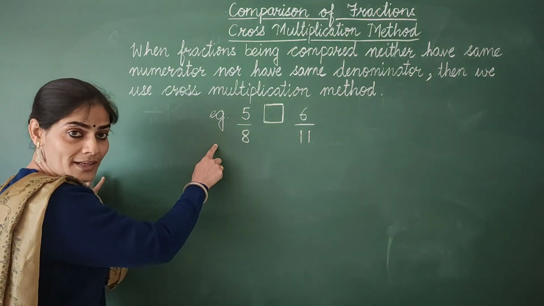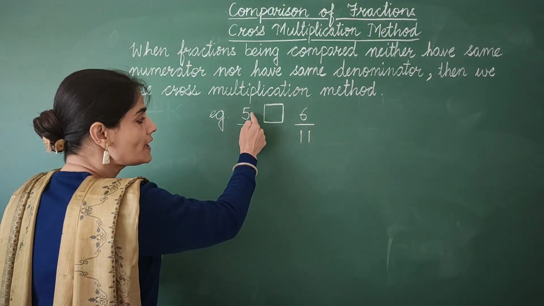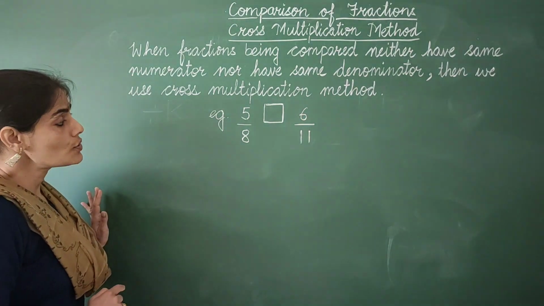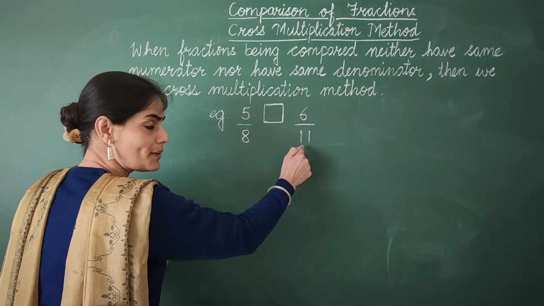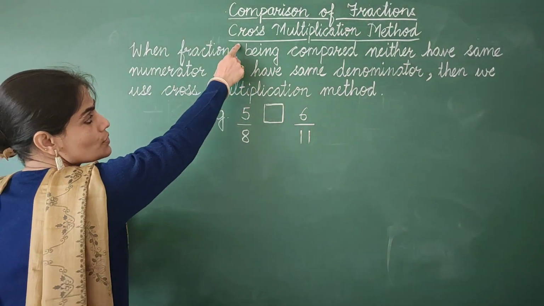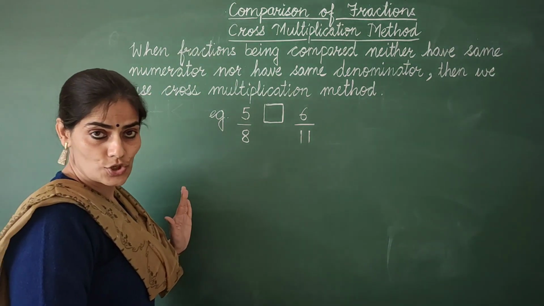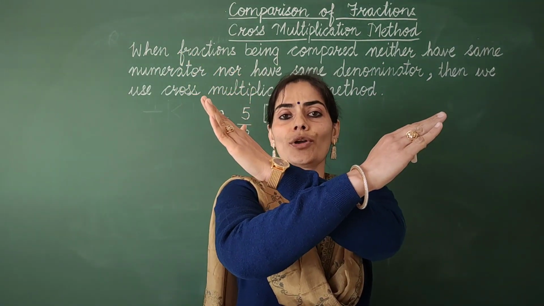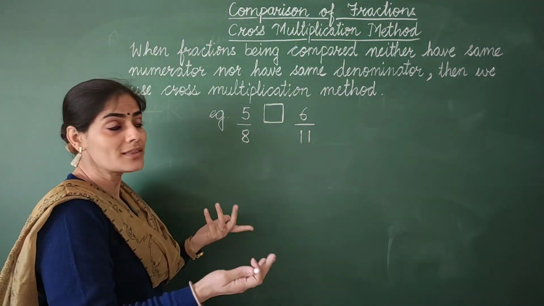Now let me explain how this method is applied. Just observe, 5/8 is to be compared with 6/11. So, what do we find? That neither the numerators nor the denominators are same. So, what are we going to do? We are going to apply cross multiplication method. So, as the name suggests, we will be using the symbol of cross and then we are going to multiply some terms.